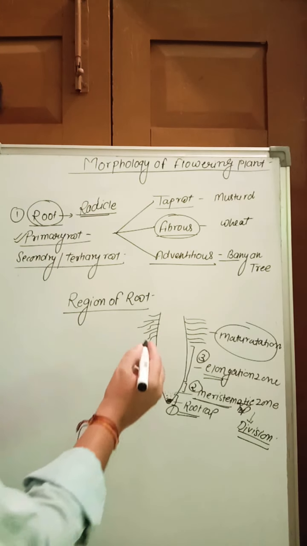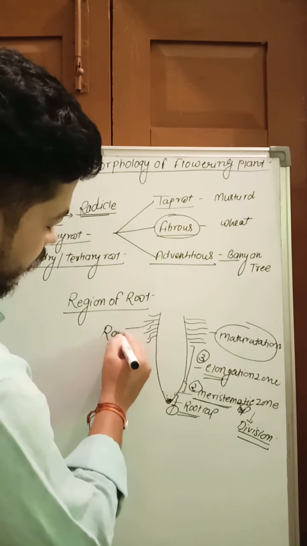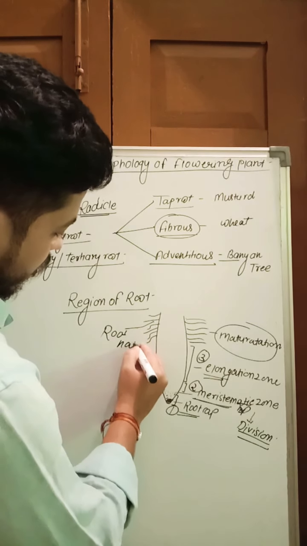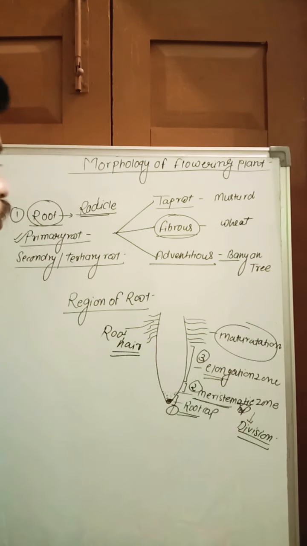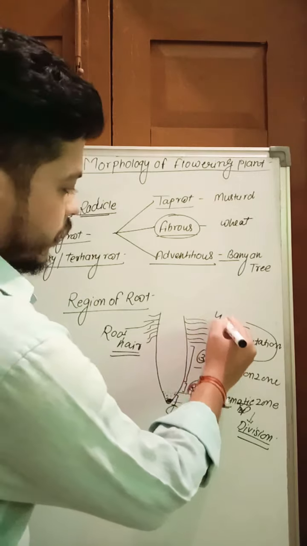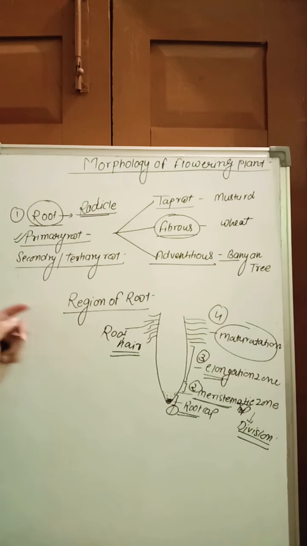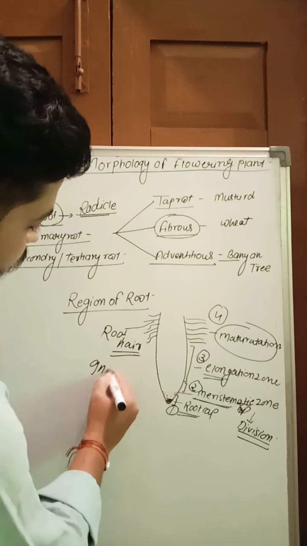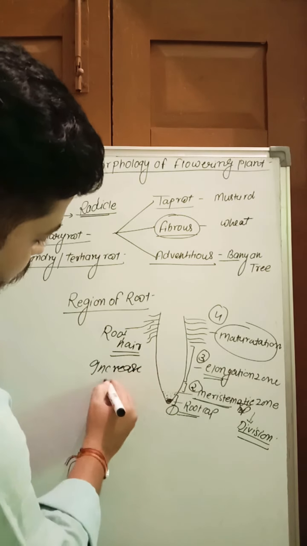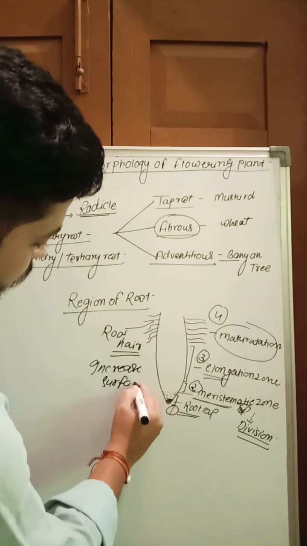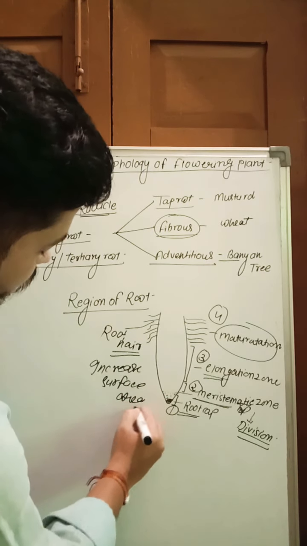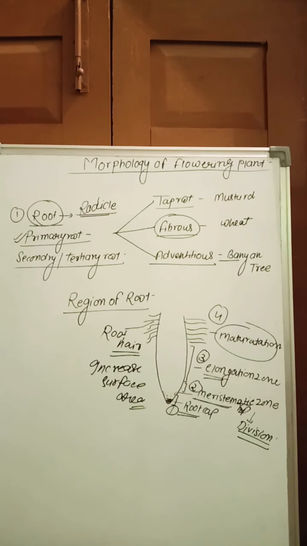In this maturation zone, root hairs are present. What is the function of these root hairs? These root hairs increase the surface area for the absorption of water and minerals. Increases surface area. Very important function. Okay, so that is the important region of the roots.